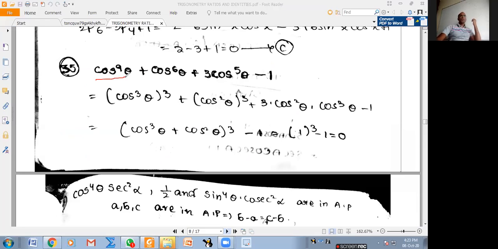Now, this cos power 9 is written as cos cube theta whole cube. Cos power 6 can be written as cos square theta whole cube. Cos power 5 can be written as this. This is like a cube plus b cube plus 3ab into, I can write into 1 here, and that 1 you can write as cos square theta plus cos cube theta. It will be a plus b whole cube. a cube plus b cube plus 3ab into a plus b. But this is 1. 1 minus 1 will cancel.